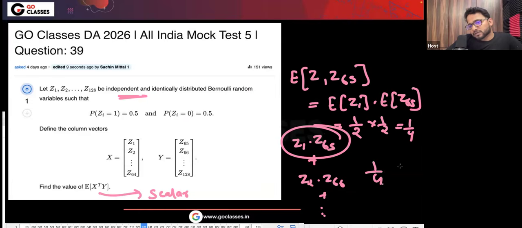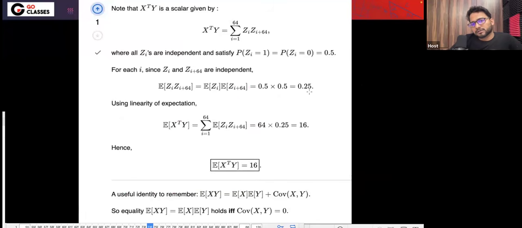Since there are 64 such terms, it will be 1 by 4 into 64, which is 16. That is the correct answer. It was an easy question. You can see there are 64 such terms, so 16 is the correct answer.